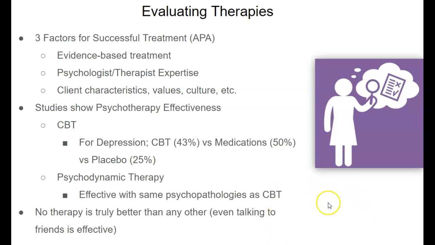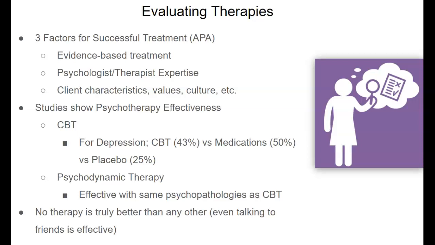Studies have shown that psychotherapy can be effective. For instance, when it comes to depression, cognitive behavioral therapy was shown to be 43% effective, medications were 50% effective, and the placebo was 25% effective. So CBT and medications were pretty similar. I'm not sure if the 43 and the 50 are significantly different from each other, but they're clearly much better than the placebo. But a placebo will work too. So the placebo effect, right? The power of the mind.